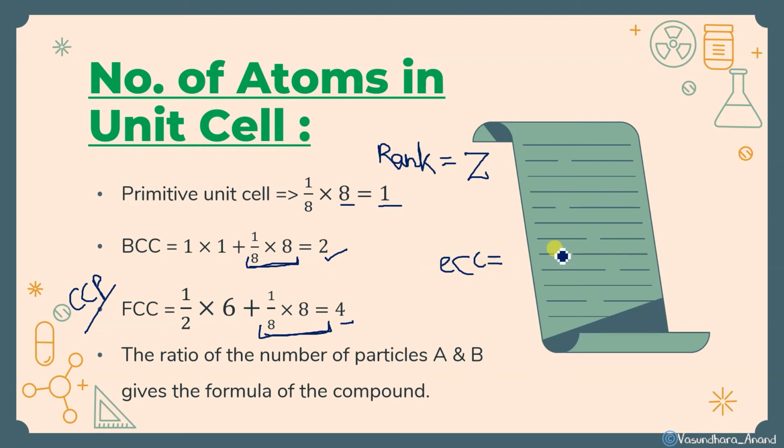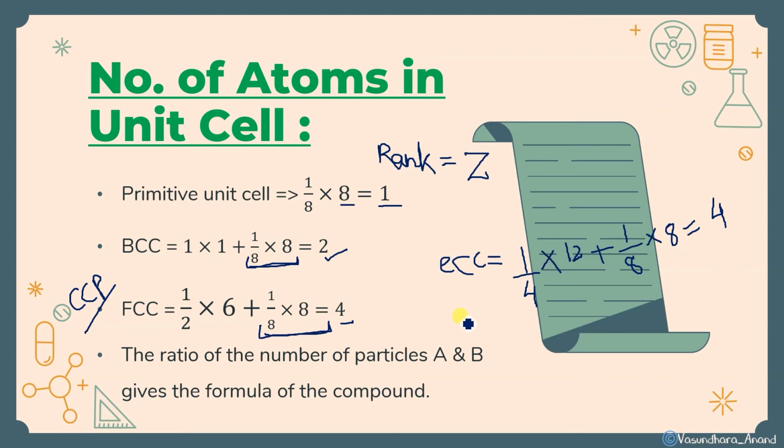So here, how many edge particles are there? 12. And what is the contribution in this? Tell me the contribution of one edge center particle, 1 by 4. Yes. And the corner will remain like that. Isn't it? So total is equal to 4. So here also the number of atoms will be 4. Either we are talking about CCP, or FCC, or ECC, in all cases the rank will be 4.